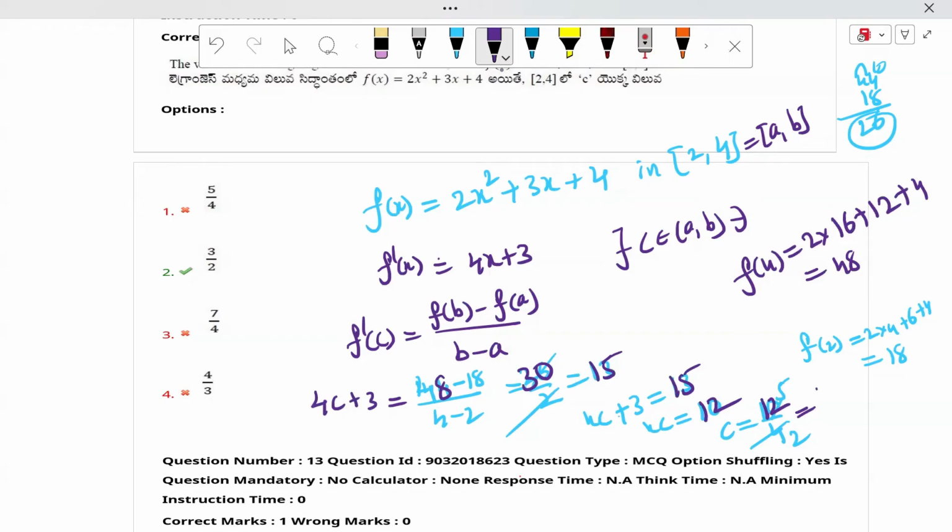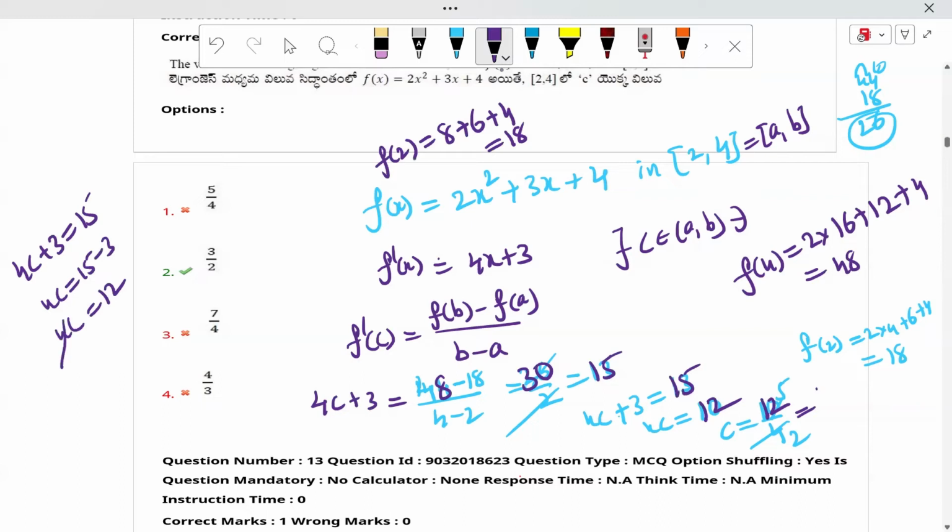Any mistake? 3 by 2, sir. f(2), what is the f(2) value here? 2 fours are 8, 3 twos are 6, plus 4, it is nothing but 18. So it is 15. 30 by 2 is 15. So 4c + 3 is equal to 15. So 4c is nothing but 15 minus 3, which is 12. So c is equal to 3 here.